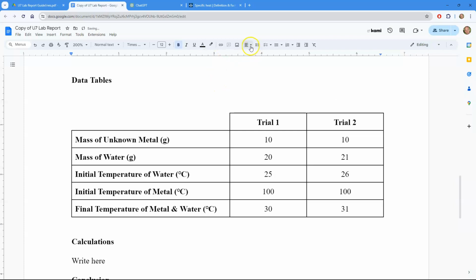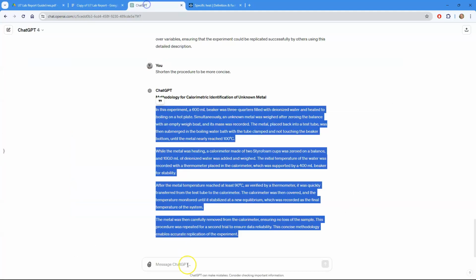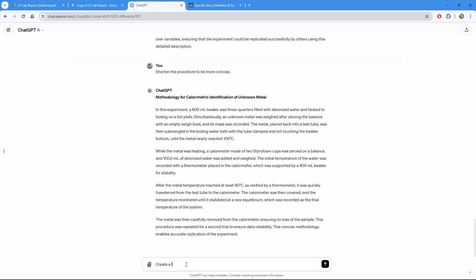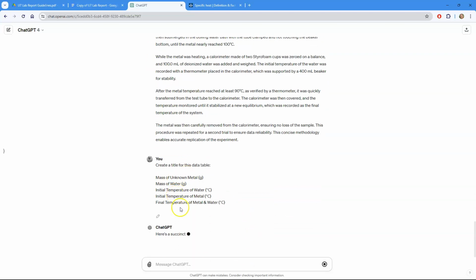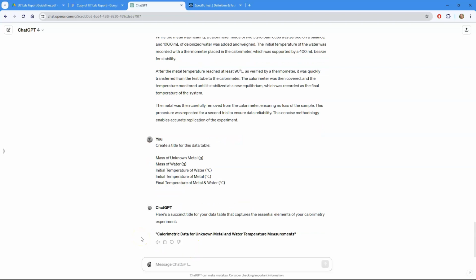We also need to give this data table a title. Okay, and your title should not just be data table 1. It should be reflective of what's in the data table. So again, I'm going to go to ChatGPT, create a title for this data table, and I'm going to put the information that's in that data table. If I just said to create a title for my data table, it would give me something that is not reflective of what's in there.